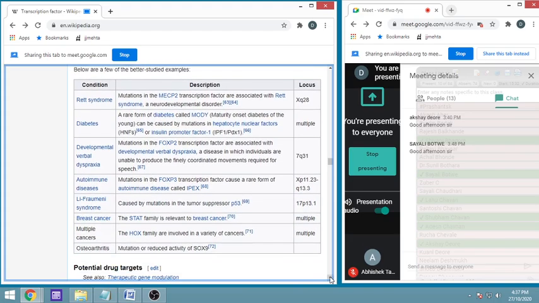These are the various diseases like Rett syndrome, diabetes, developmental verbal dyspraxia, and autoimmune diseases. There are many autoimmune diseases; if you remember, last year you studied a few, and this year we can study a few. Then there are Li-Fraumeni syndrome, breast cancer, many other cancers, and osteoarthritis. There are many such diseases which are because of transcription factors.